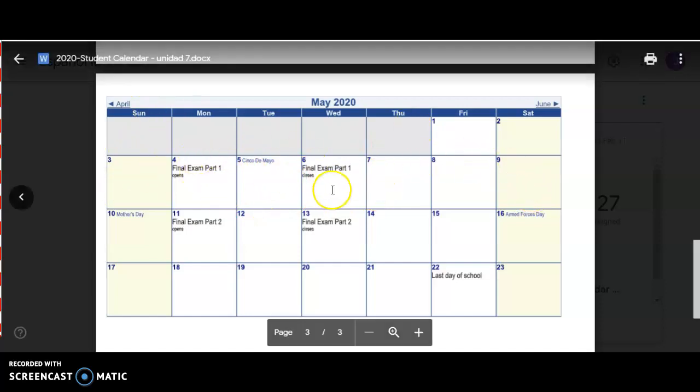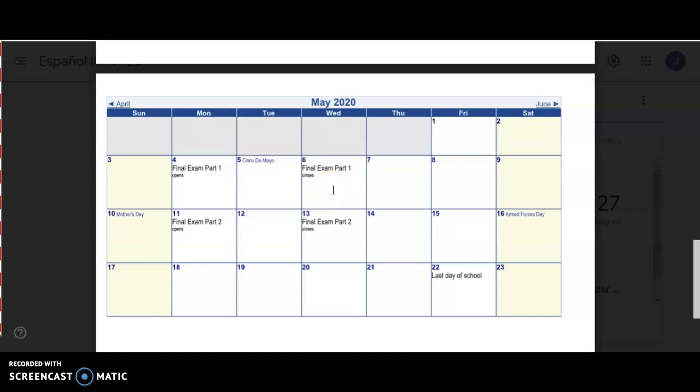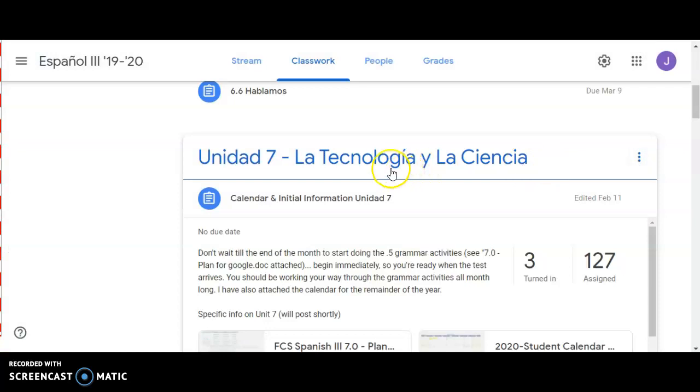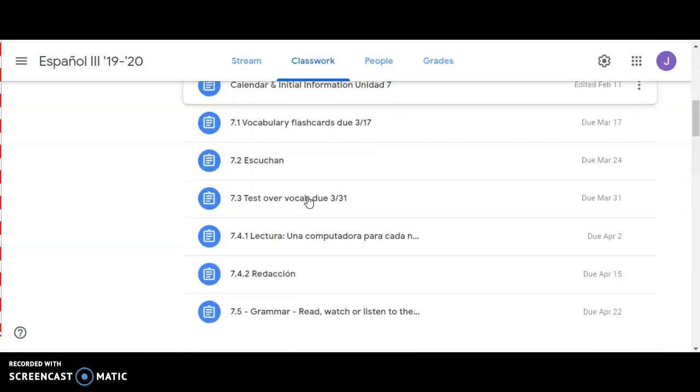This test will be over the first unit and a half, units 5 and half of 6, and then this will be over the other half of 6 and 7. So the best thing to do would be study all of 5 and 6 for the first part, and then review 6 and study 7 for the second part. All right, that's it for the calendar. And then we'll move down.